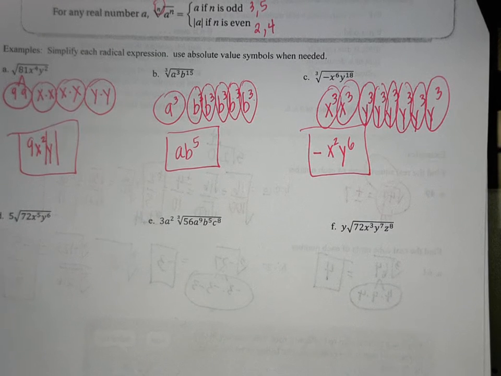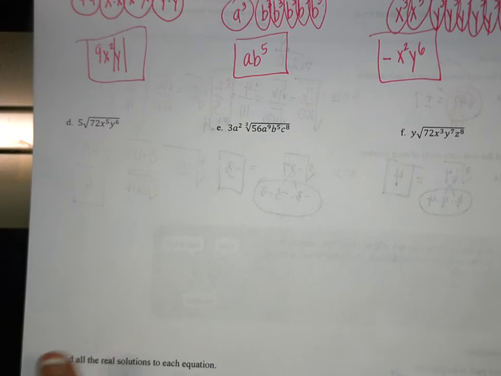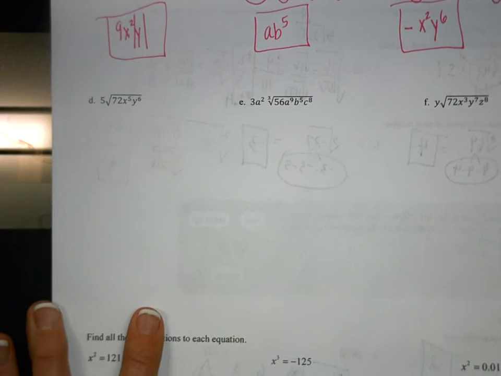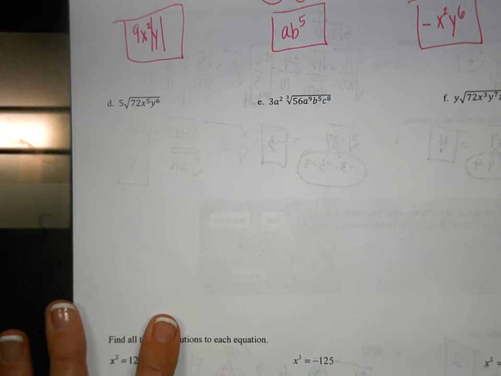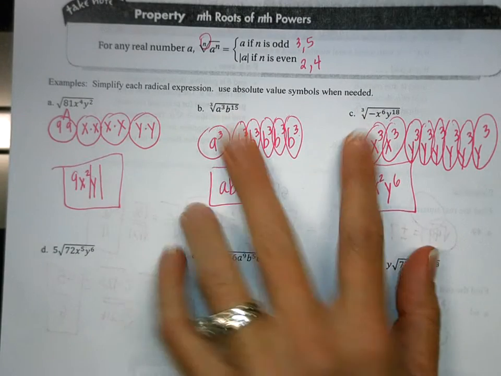Is anybody confused by any of that? Because now we're going to end up with leftover numbers inside. Okay, so we're just kind of building on what we've done. So let's go to D. But we don't have to put absolute value signs for the test. D, yeah, because these are cubed roots, you don't have to worry about absolute values. It's only even roots that you have to.